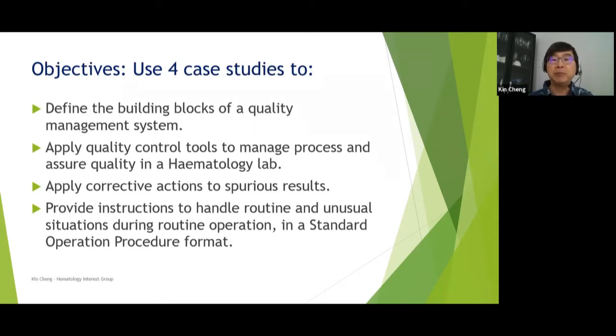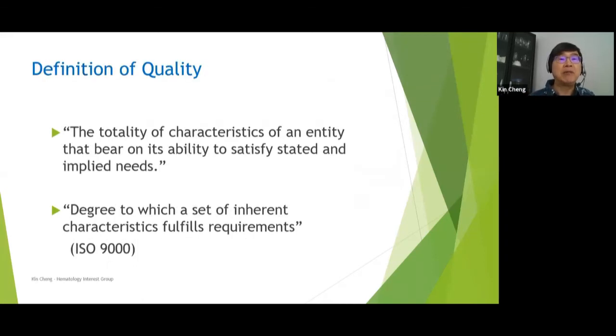When spurious results happen, you have to take actions to make sure that these wrong results are corrected. And also, when things happen, will your staff know what to do? Those should be written out in what we call the SOP, Standard Operating Procedure formats. So those are the objectives. After 1 hour, hopefully, or less than 1 hour, we can accomplish all that, and you can bring it back to your lab and implement some of it.